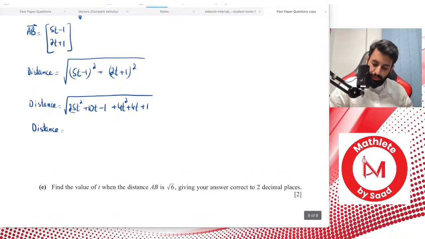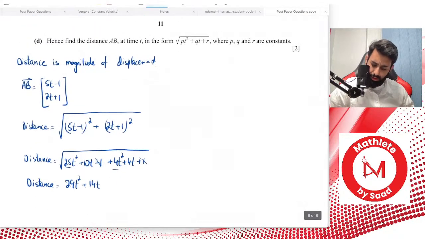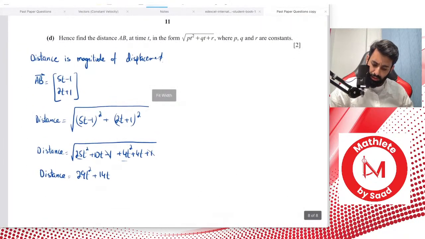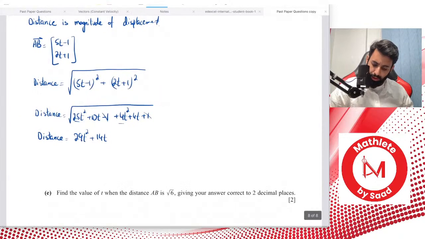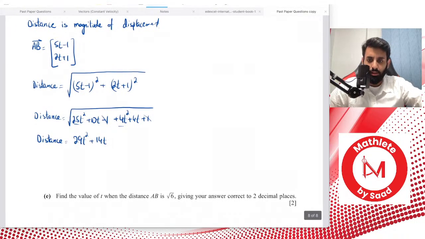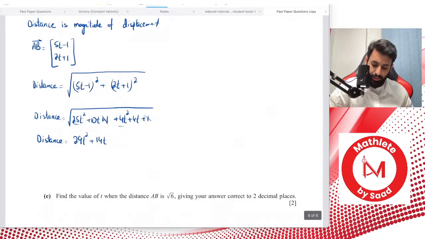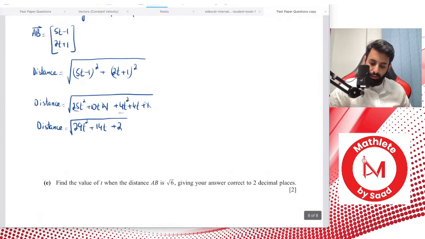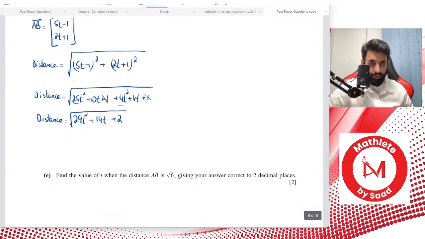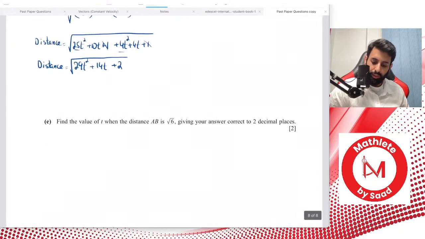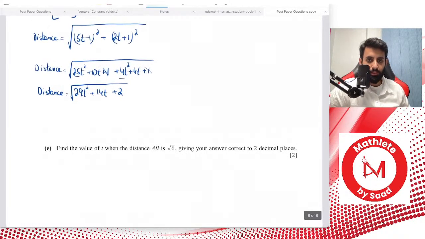So 25 plus 4 is 29t square. 10t plus 4t is 14t. And minus 1 plus 1 gets cancelled out. Is that the case? Let me make sure that I've done it correctly. Actually, it's going to be plus 1 and plus 1, so that's going to be plus 2. Sorry, my bad, since it's a square, minus 2ab plus b square. So there you go, 29t square plus 14t plus 2.